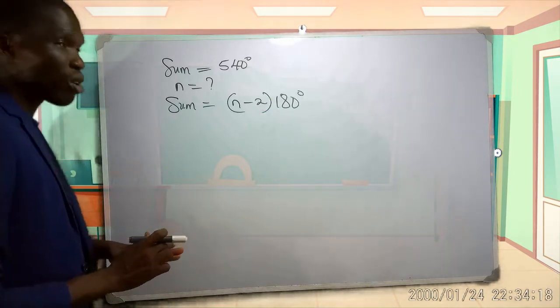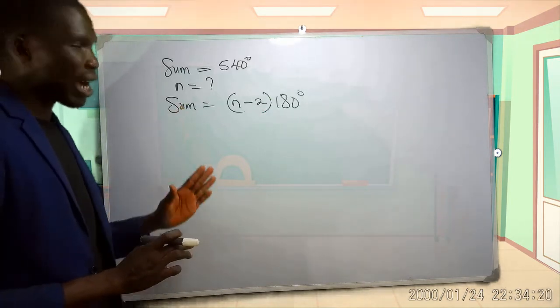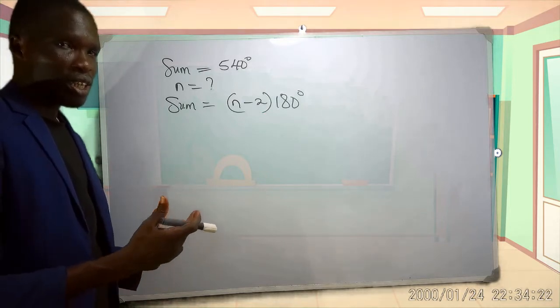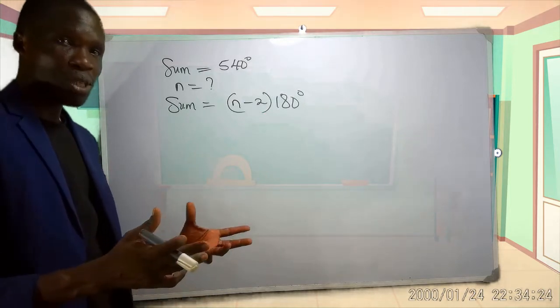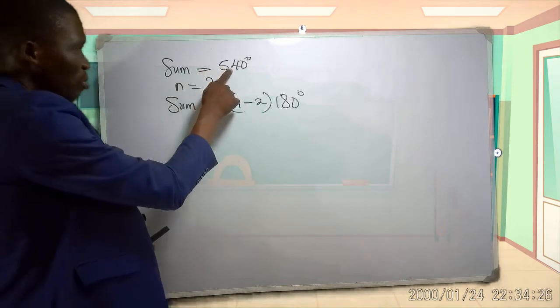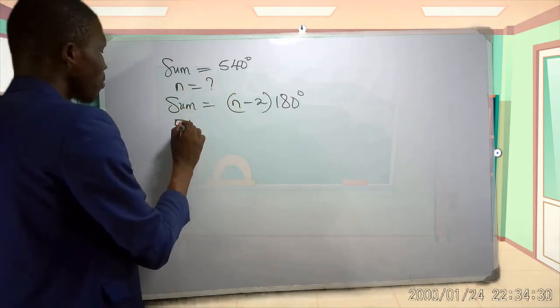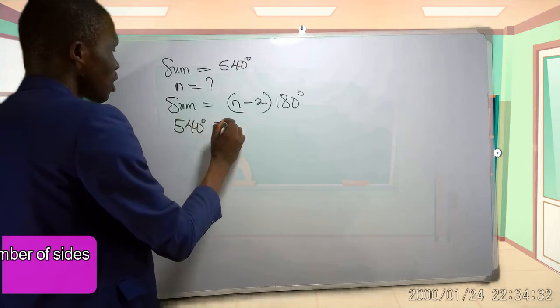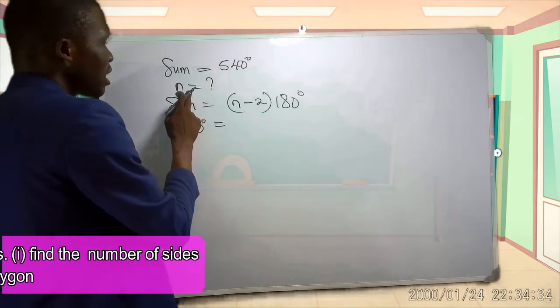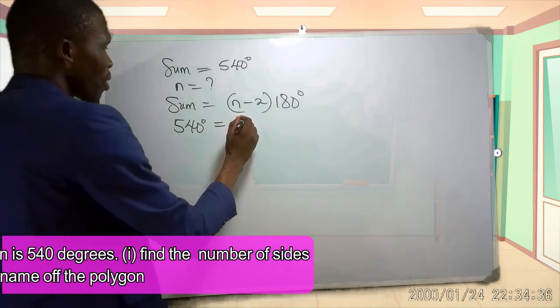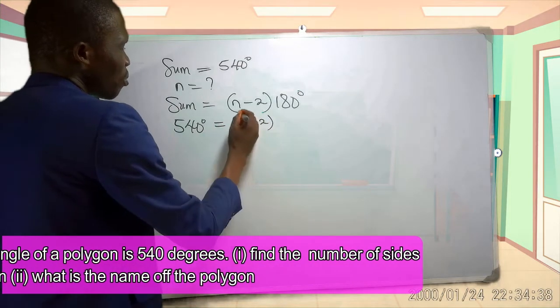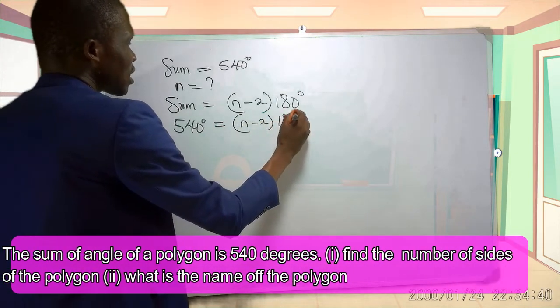So what we are doing now is we are going to substitute. Substitute means we are going to replace. Where you see sum, replace it with 540. So we are going to have 540 degrees equals n, and n is what we are looking for, n minus 2, bracket, 180 degrees.